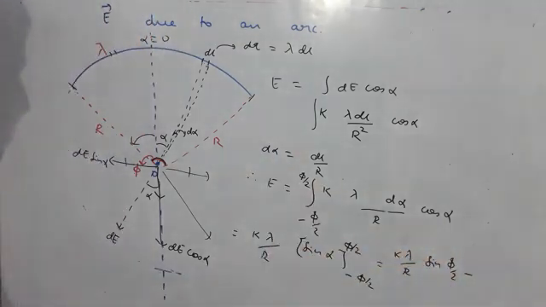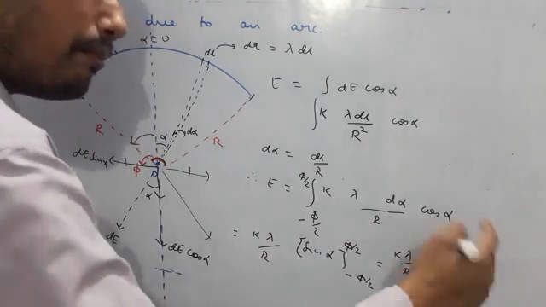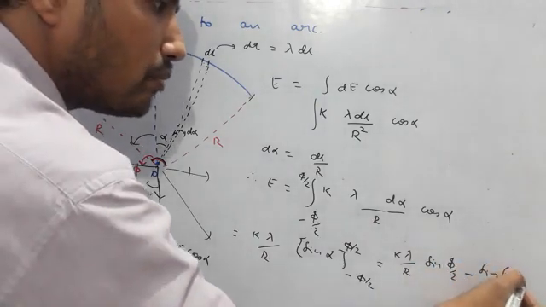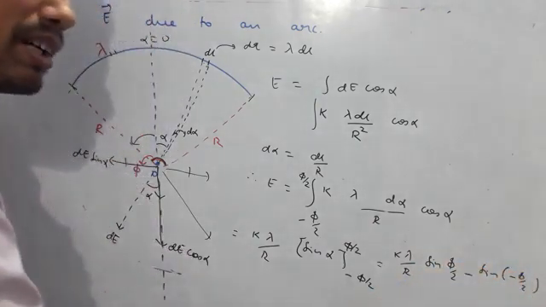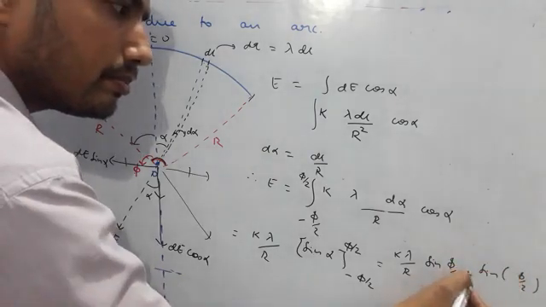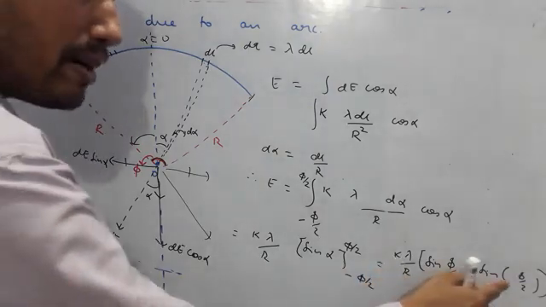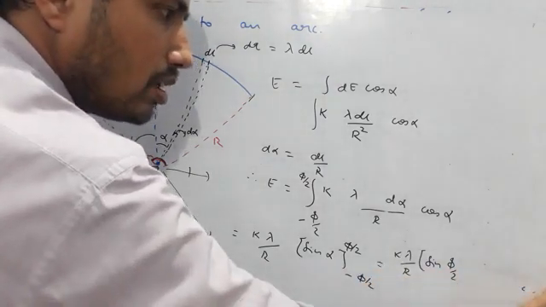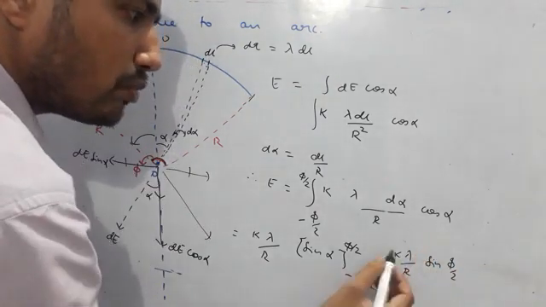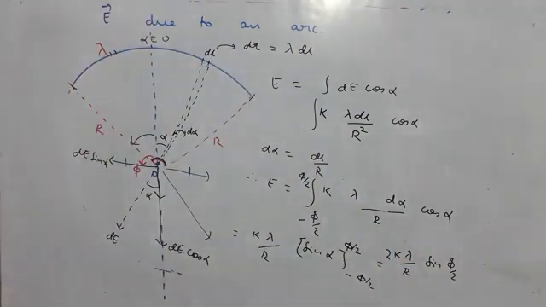But sin of minus phi by 2 is minus of sin phi by 2. So this minus will become plus. So sin phi by 2 plus sin phi by 2 will become twice of sin phi by 2. So that is your answer.